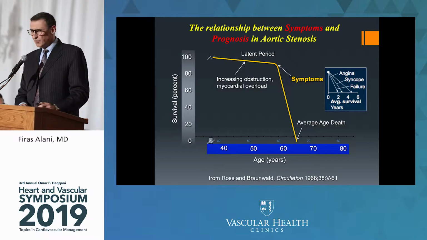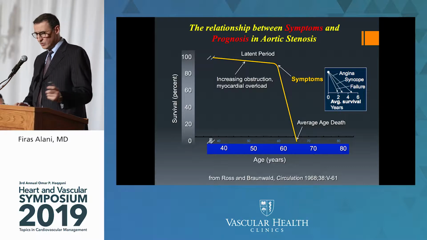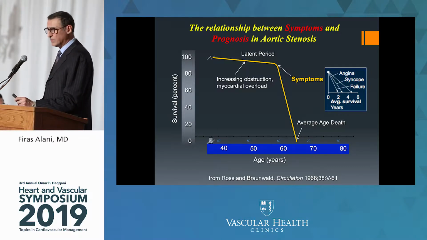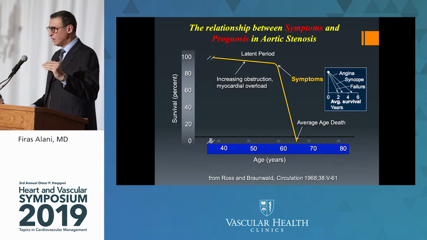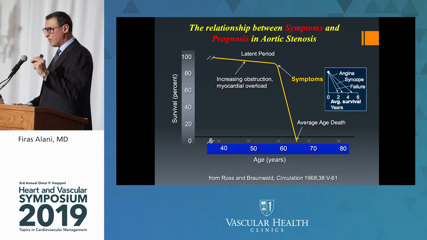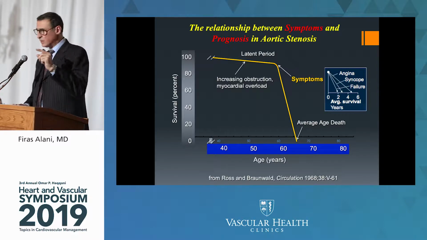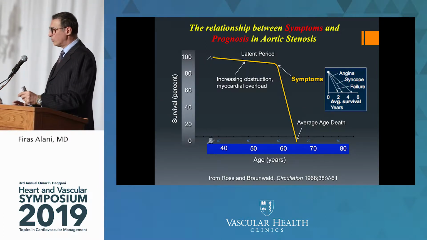And why is that? Because we know from the famous article written by Dr. Eugene Braunwald, one of the godfathers of interventional cardiology, that aortic stenosis has a long latent period, which could last about 10 to 20 years. But then at one point, symptoms start to occur, and the mortality at that point, you can see how the Kaplan-Meier curve takes a nosedive. It's about 50% over the next 2 years.